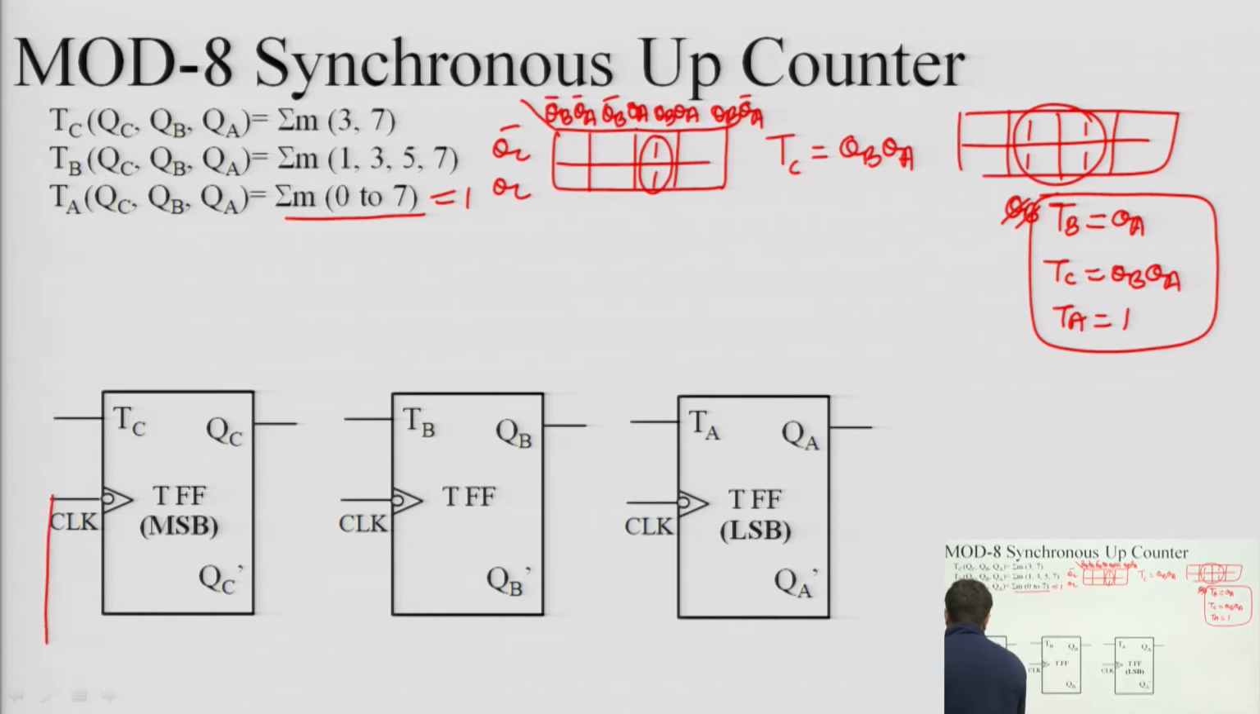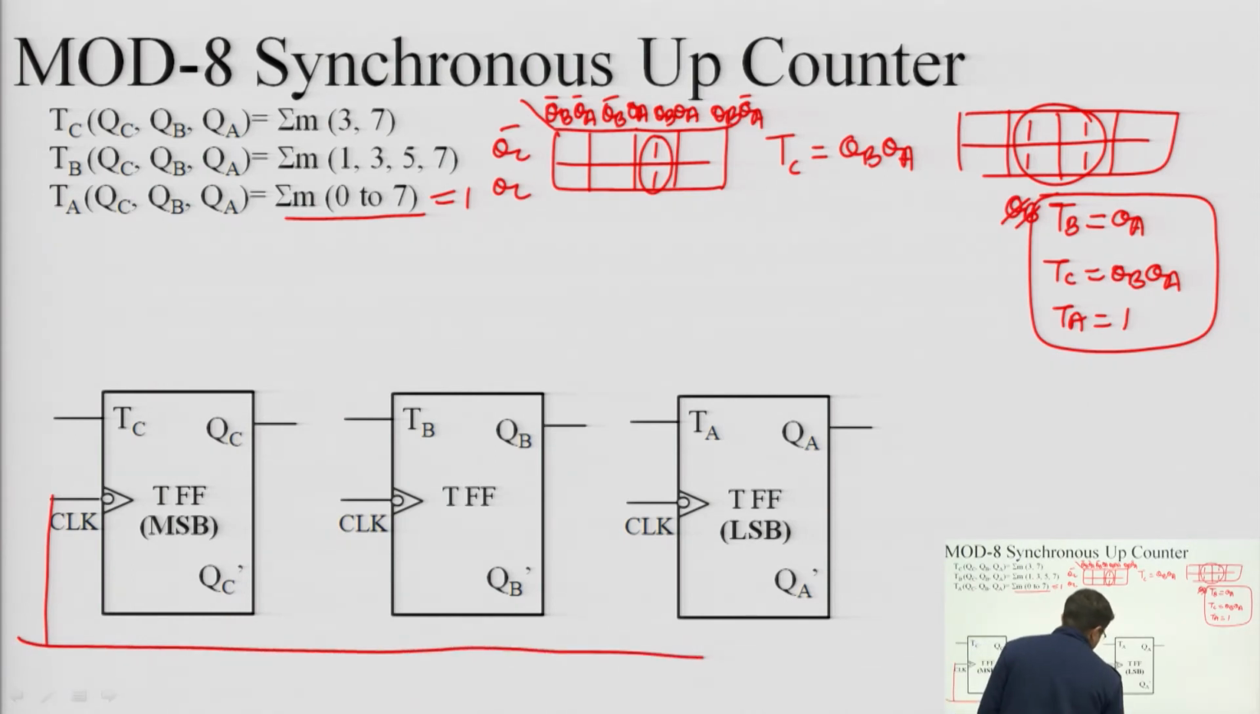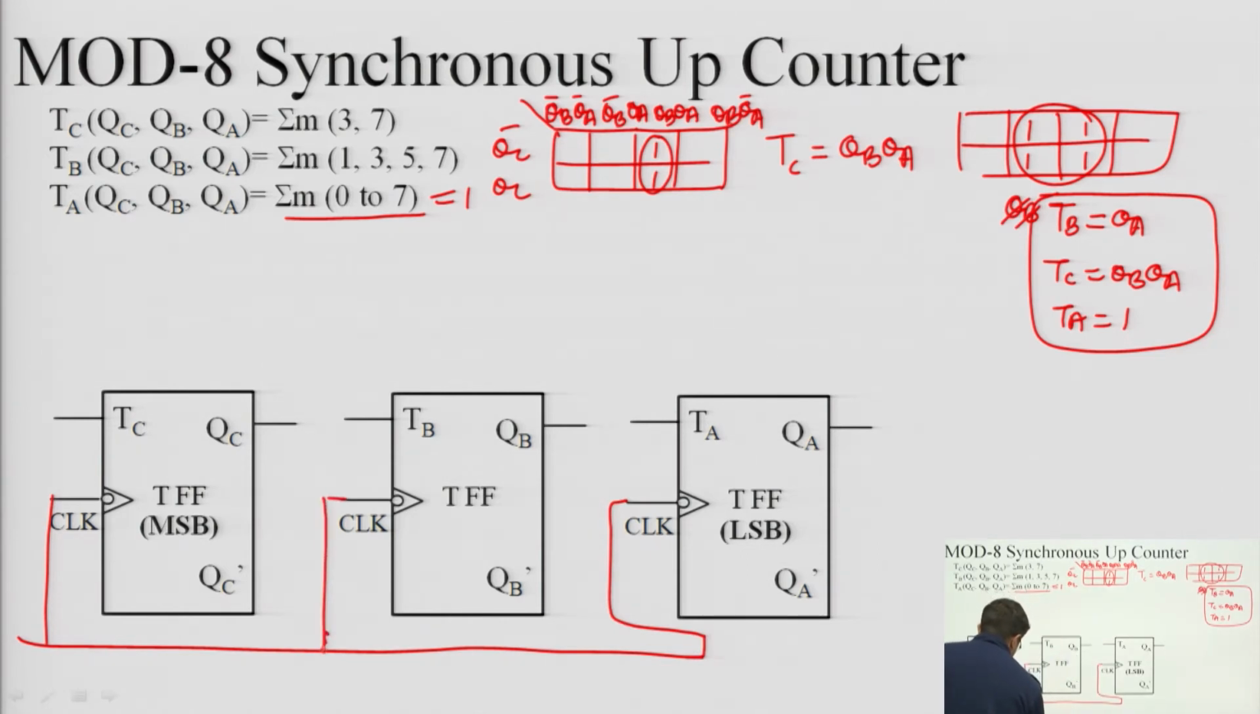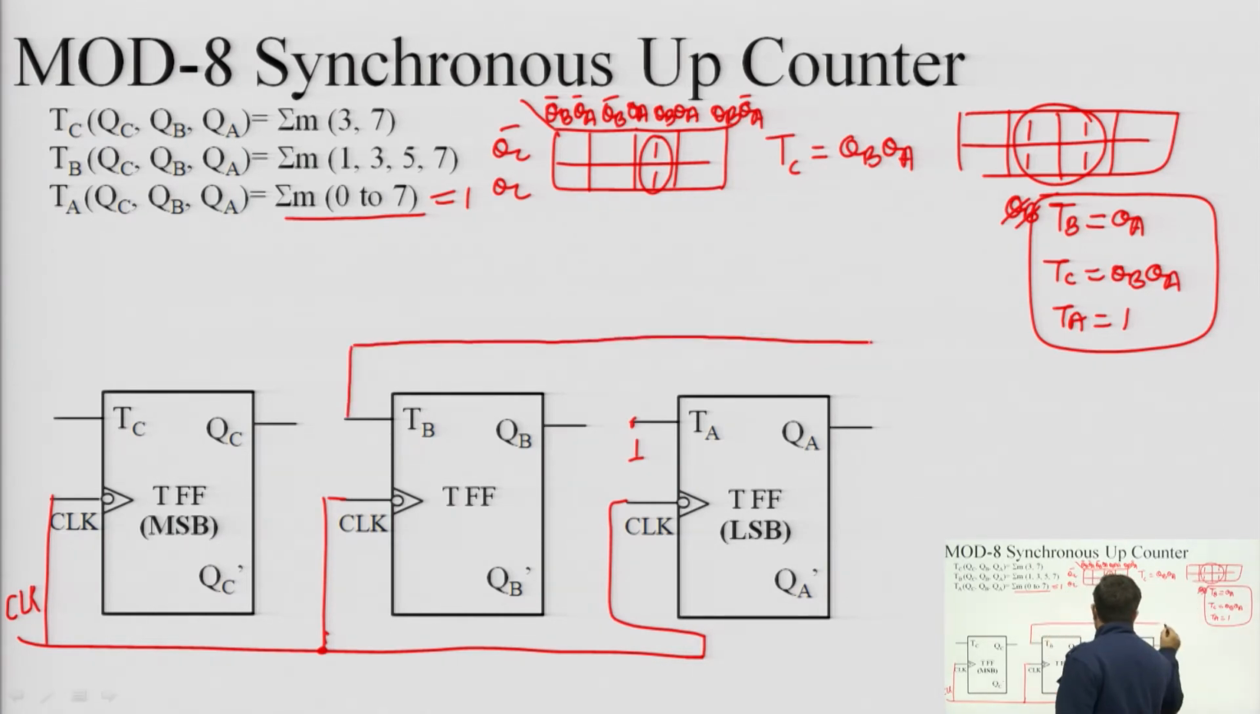The first most important thing is a common clock. The clock for all these flip flops is common. That means all these flip flops will be connected to a common point, unlike in an asynchronous counter where the clock connections for all the flip flops were different. So, TA is equal to 1, and TB is equal to QA. So, this is TB and this is QA, and then TC is equal to QB QA.